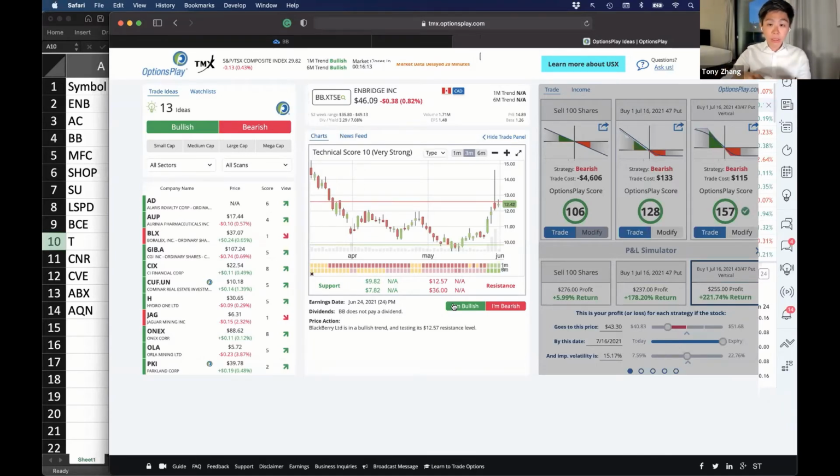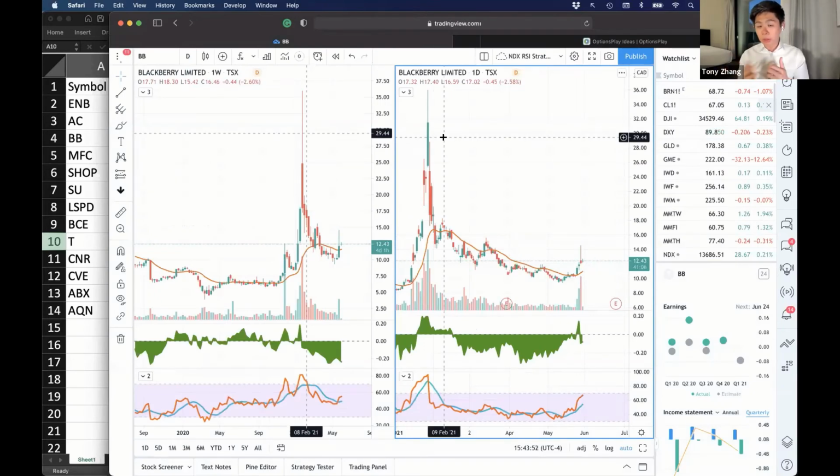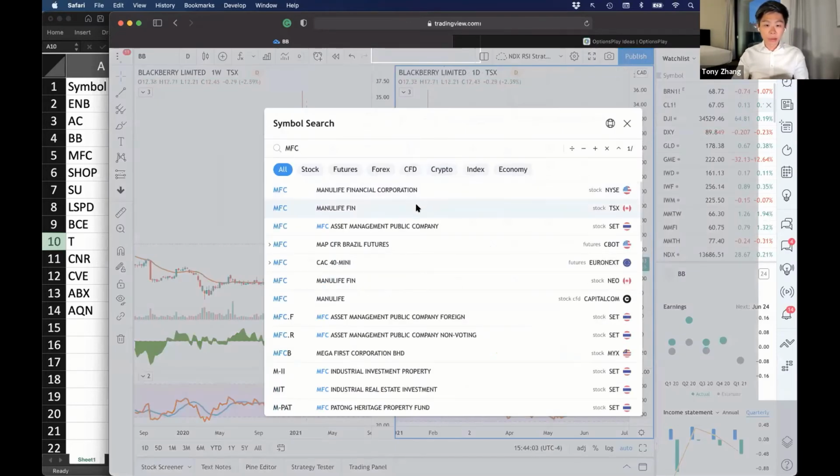But BlackBerry is fairly volatile, and the options are going to be very expensive. So be very careful and cognizant of that when you're buying call options or call spreads on a stock like BlackBerry. Then we'll move on to Manulife.